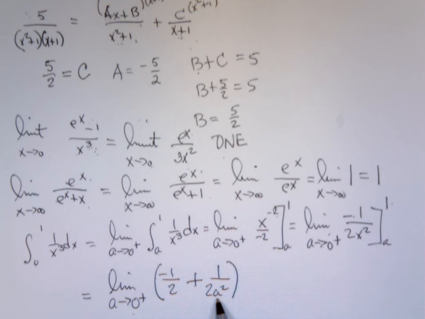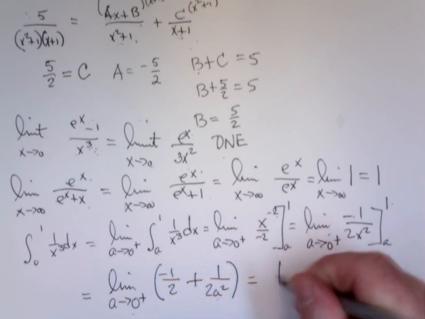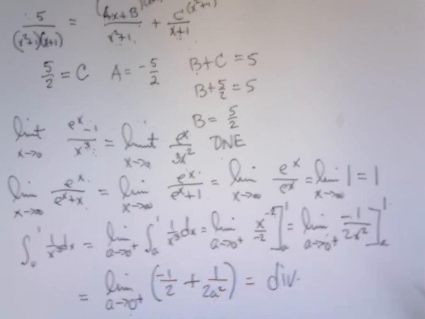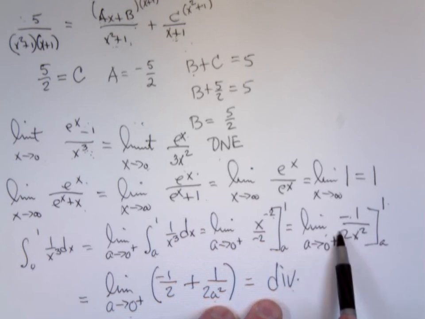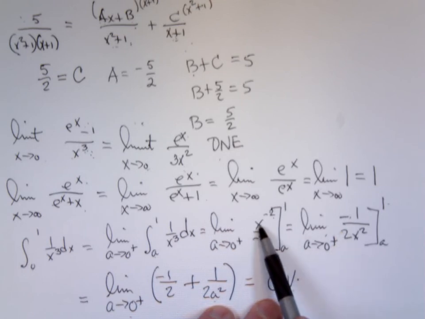Infinity, so this diverges. What happened in the step right above the divergent that you wrote? I don't get what happened with the 2x squared and all that. Well, I rewrote it. You just rewrote it? Yeah, that's all I did. I rewrote this.